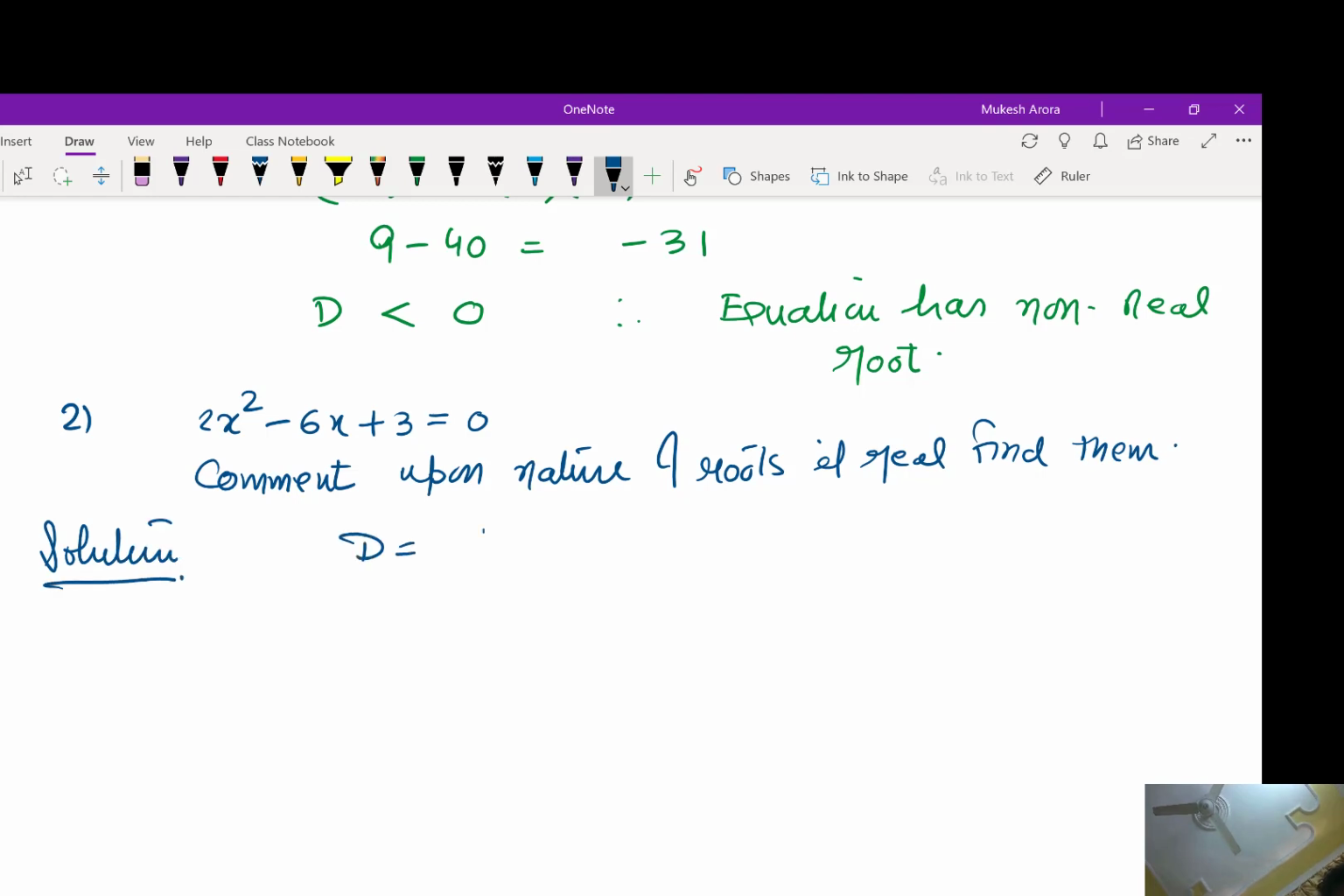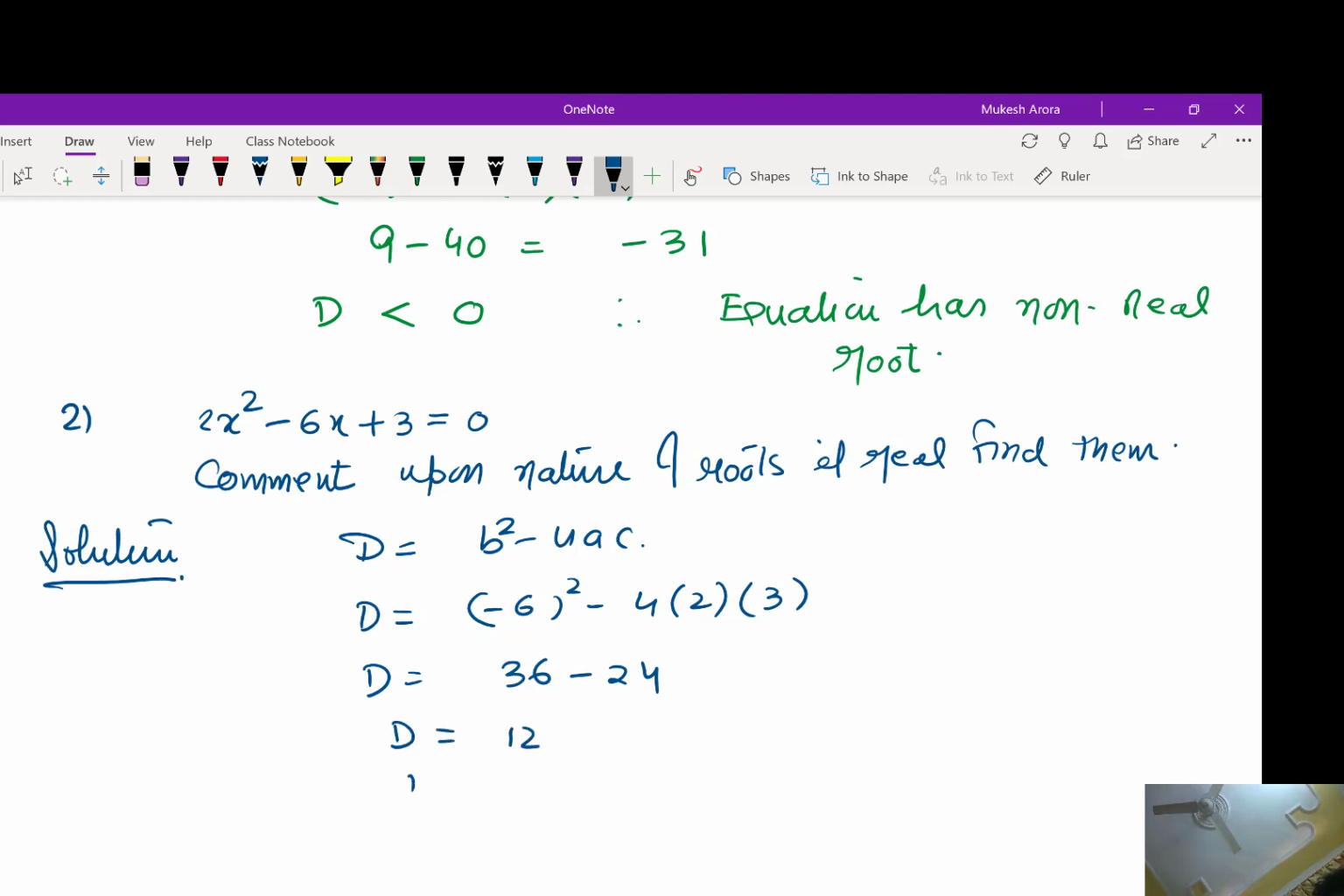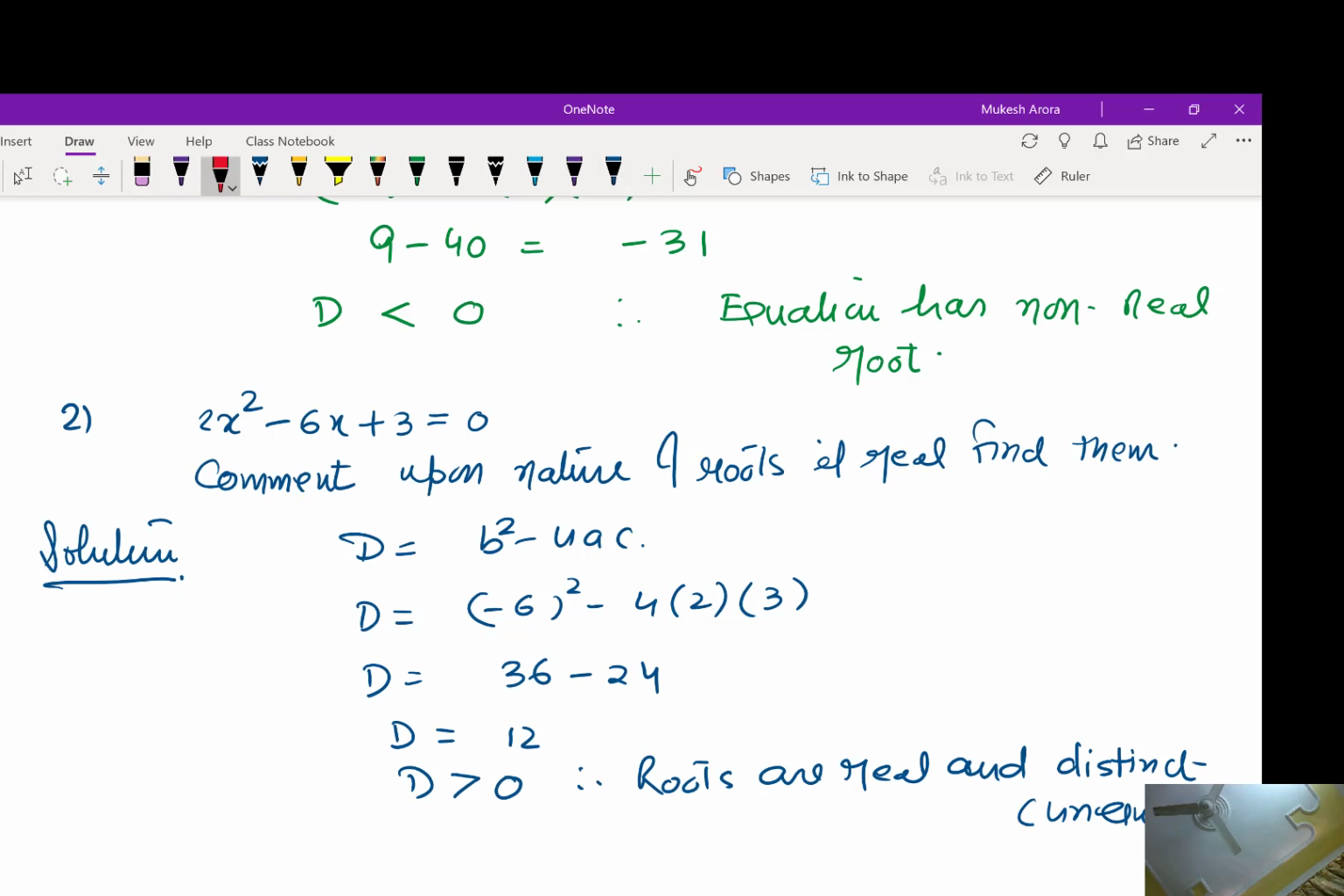D is equal to b square minus 4ac. D is equal to 36 minus 24. So D comes to 12. So D is greater than 0. Therefore roots are real and distinct or unequal, right? So now how to find the roots?